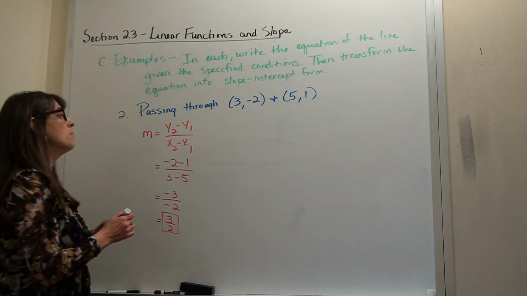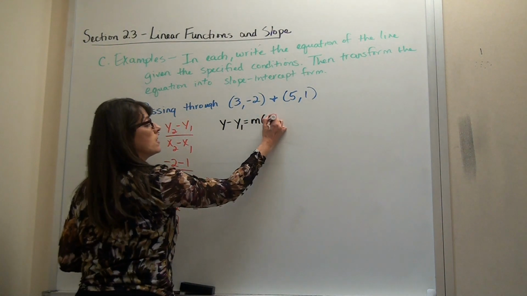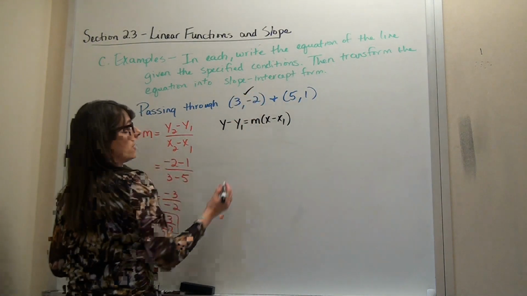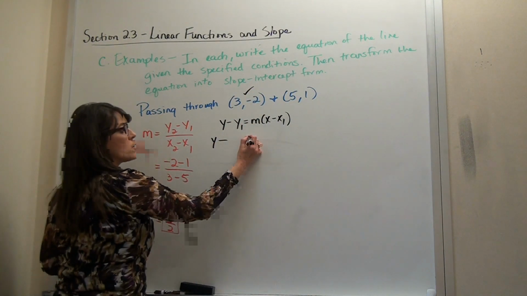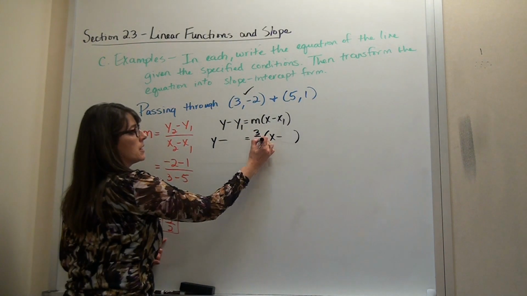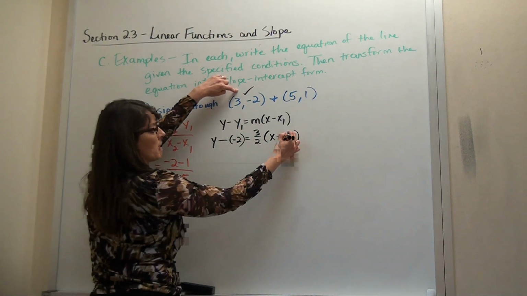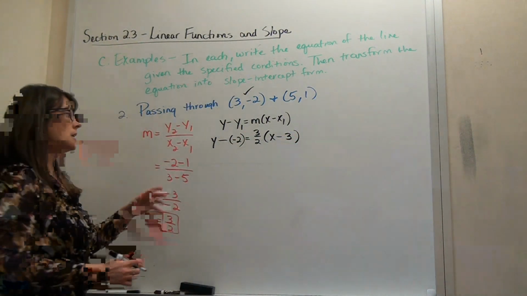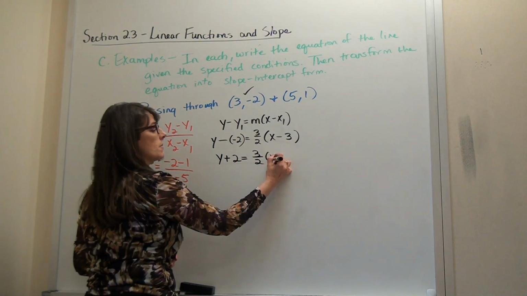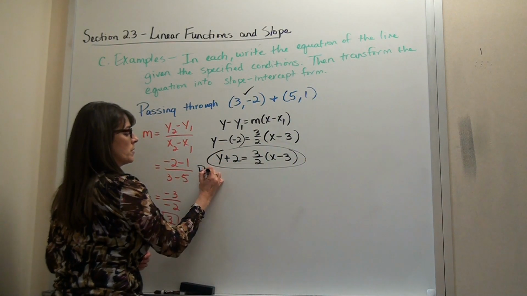And remember, it doesn't matter which point you choose to use, and I'm going to prove that to you by doing both points. So let's choose the first one here. This is going to remain a variable, and this is going to remain a variable. My slope of 3/2 is going to go right here. If I choose this point, then my y1 is going to be -2, and my x1 is going to be 3. Cleaning that up, this is going to be y plus 2 equals 3/2 times x minus 3. And that's going to be my point slope form.